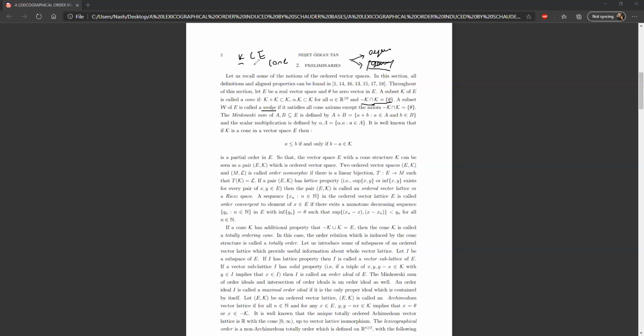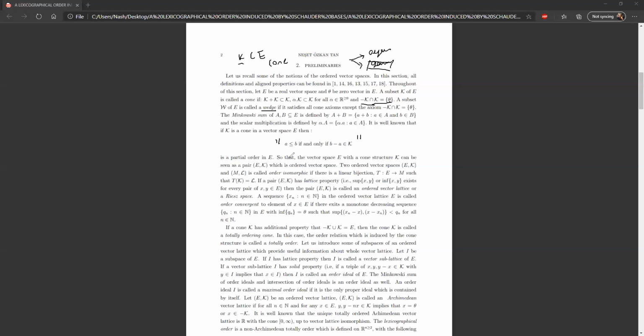Now I will tell you how we can get a partial order if we have a cone structure in that vector space. As you see, it is straightforward. We define one vector to be greater than or equal to another vector if the difference of these two vectors is inside the cone. This relation satisfies the partial order relationship, and now here we go. We have a partial order in that vector space.